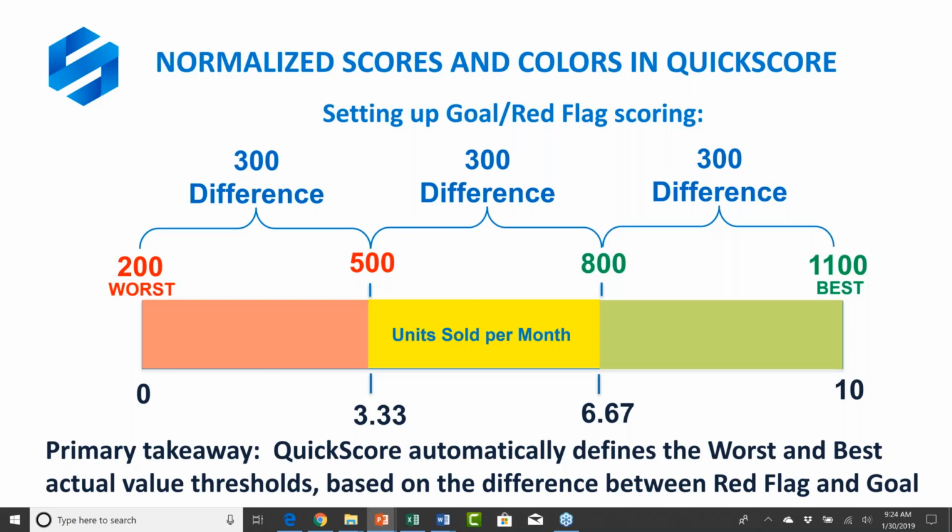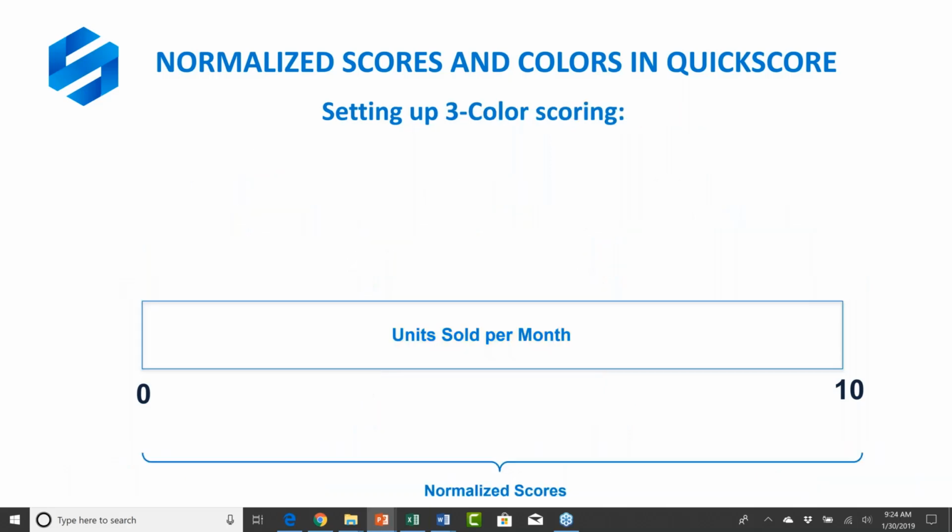The advantage to this is that you only have to provide 2 numbers. You have to provide a goal and you provide a red flag. Everything else is taken care of for you. But in certain situations, you may want some more control over defining your worst and your best values. So in that case, this is where the use of the 3-color scoring is more appropriate.